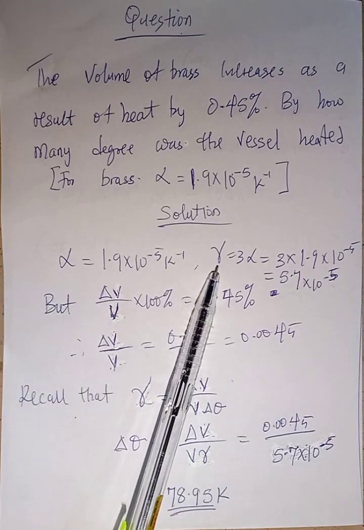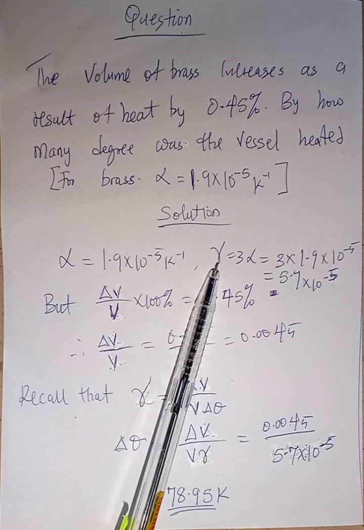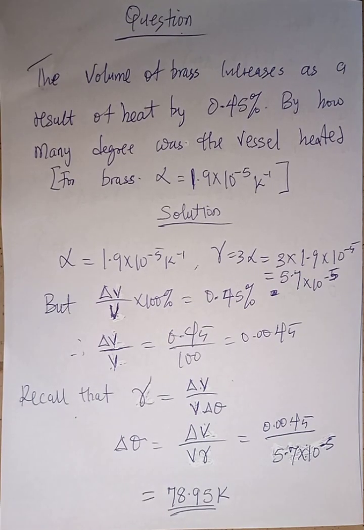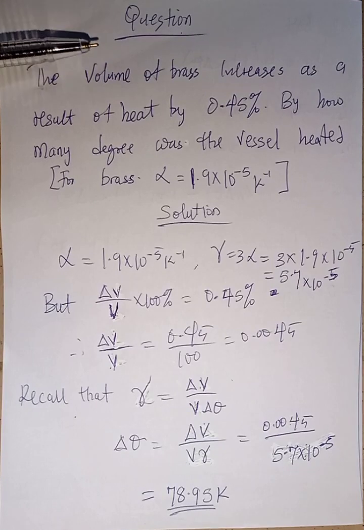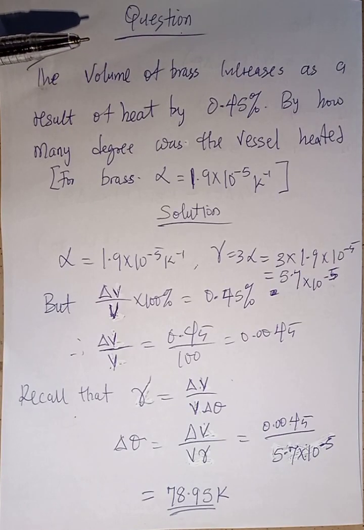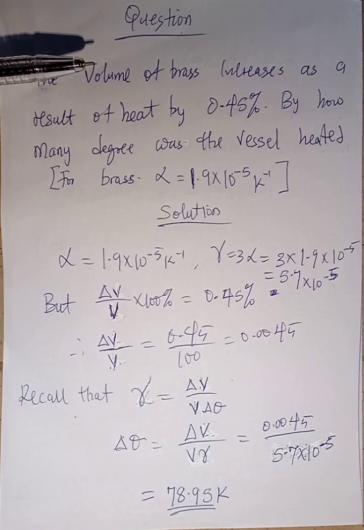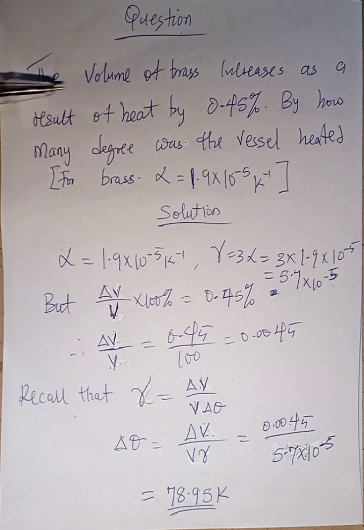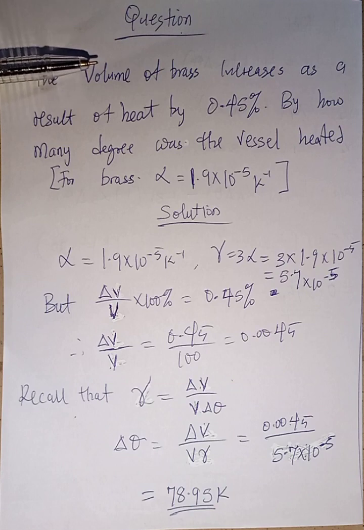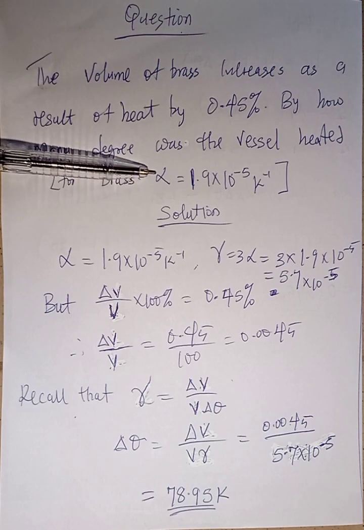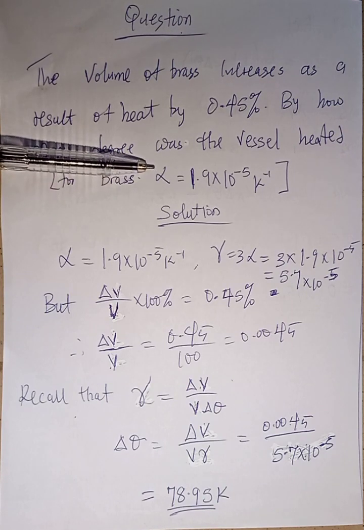Now, what do we need gamma for in this question? Why are we writing gamma? Remember, the question is about the volume, not the length. Take note that volume associates with cubic expansivity. Length associates with linear expansivity. So we are dealing with the volume, not length. So we are going to convert this alpha to the coefficient of volume expansivity, which is gamma.